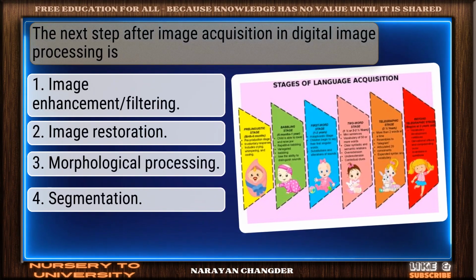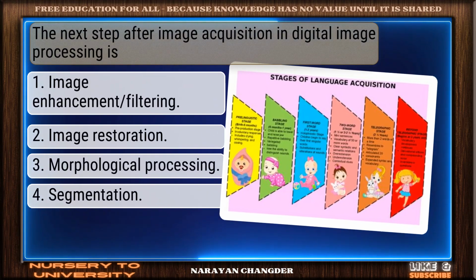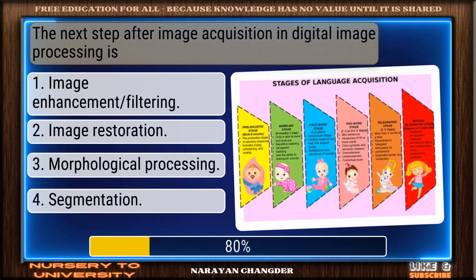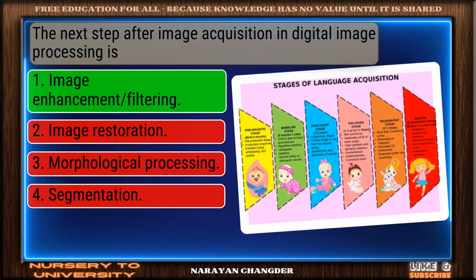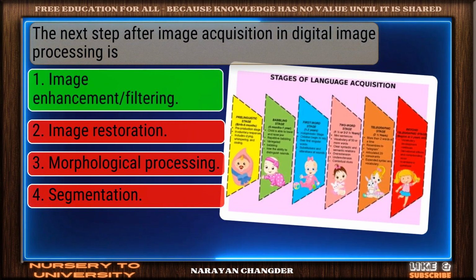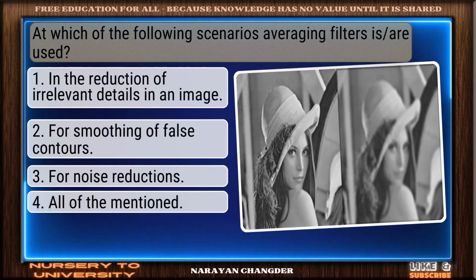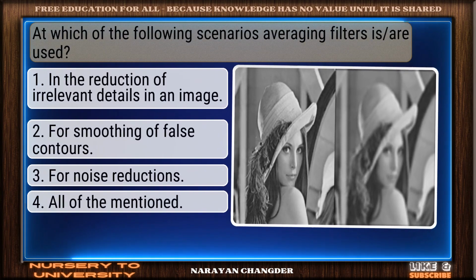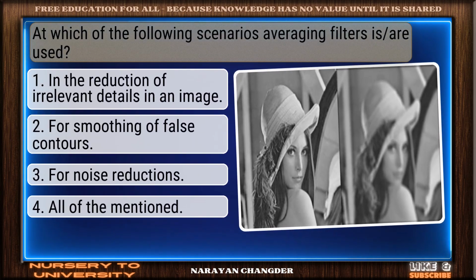Question number 33. The next step after image acquisition in digital image processing is? Well done. Image enhancement filtering is the right choice. Question number 34. At which of the following scenarios averaging filters are used?